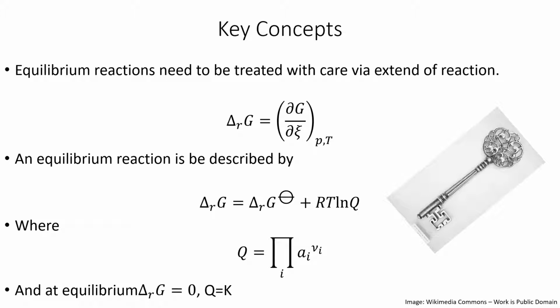Alright, now the key concepts I want you to take away. Equilibrium reactions need to be treated with care via the extent of reaction, where we define the reaction Gibbs energy, delta Rg, as equal to the derivative of dG with dchi. And remember, that's at constant pressure and temperature. An equilibrium reaction is described by the following: delta Rg is equal to the standard state energy plus RT log Q. And Q is basically the product of all activities to the power of the stoichiometric parameter. And at equilibrium, when delta Rg equals 0, Q equals K.